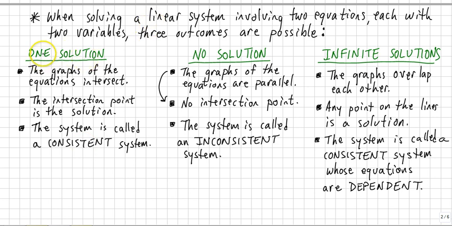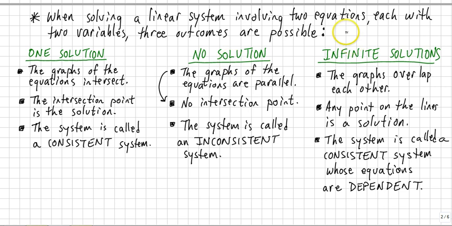Not all systems have one solution. Some systems of linear equations with two variables have no solution whatsoever, so there isn't an ordered pair that actually solves both of them. In that case, if you were to graph the equations in the system, they would not intersect. They'd be parallel, so there'd be no intersection point. That's why there's no solution. This kind of system is called an inconsistent system. So a consistent system has a solution. An inconsistent system does not have a solution.